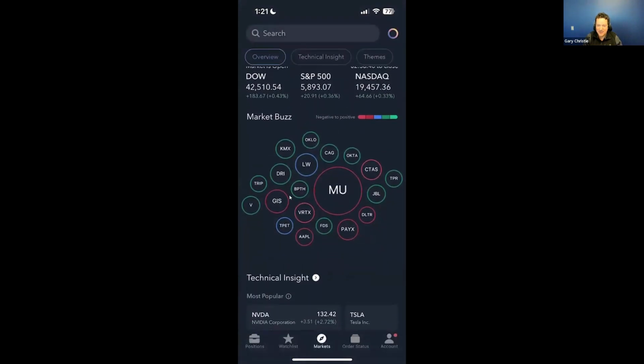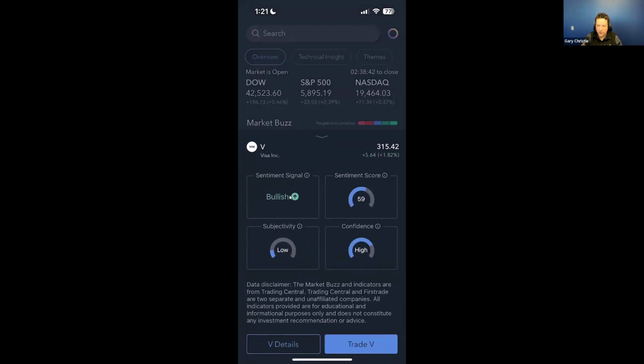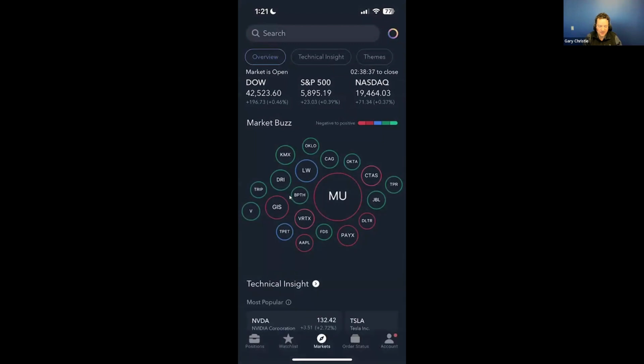If any interesting names here, right? It looks like Visa is in there, pretty bullish sentiment on Visa. You can quickly trade or get more details. I won't do that today. Right now, Paychex is on there, JBL, interesting names. So this is almost like my watch list in the morning, where I like to look and see what could be a market mover.